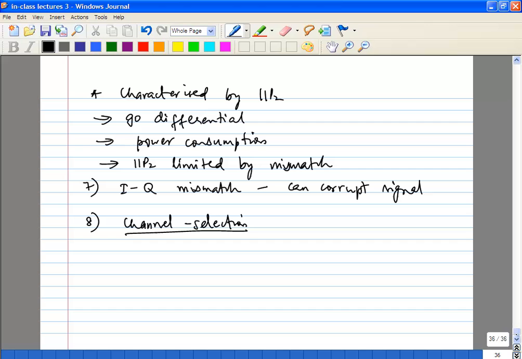Channel selection. How do you do channel selection? So you have three options, right? Now you have the I and the Q signal. You want to get some gain, definitely. You want to do some filtering. And in the end you want to digitize it. So this is one option.